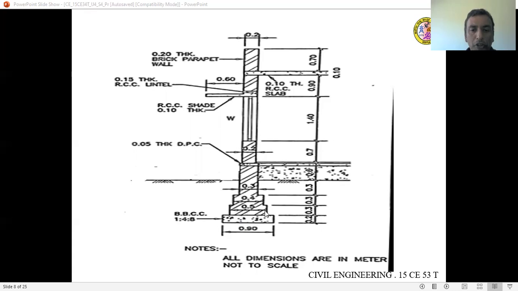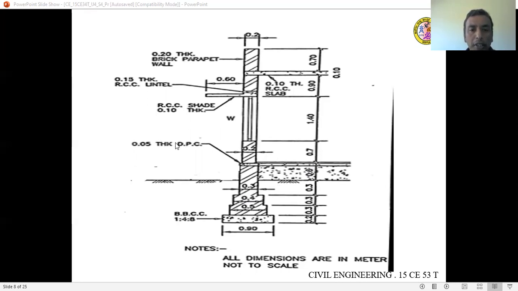First footing width is equal to 0.5 meter. Second footing width is equal to 0.4 meter. Third footing width is equal to 0.3 meter. And the depth will be 0.3 meter. First footing 0.3 meter, second footing 0.3 meter, third footing. The basement width is equal to a total of 0.6 meter.